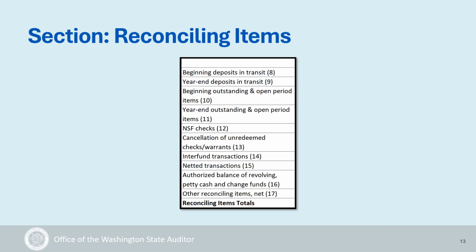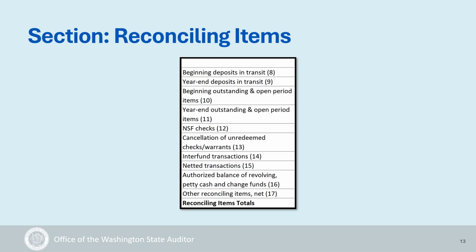We then include items such as NSF checks, the cancellation of unredeemed checks or warrants, interfund transactions, and netted transactions. These are the main types of reconciling items that a cash basis government may have. Also included in this section, though, is the balance of those petty cash and change funds. And finally, the schedule offers an other area. This is intended to capture any item that may be a reconciling item that isn't covered in the above options.